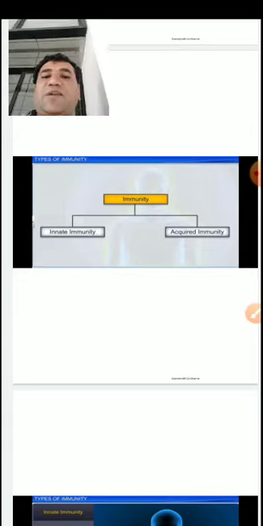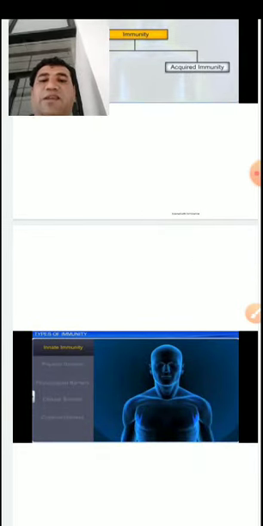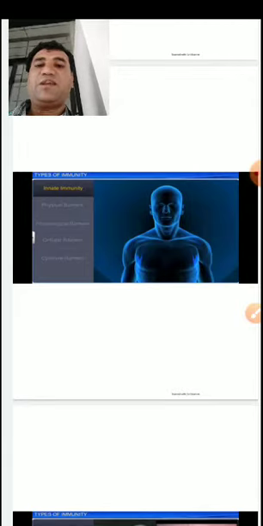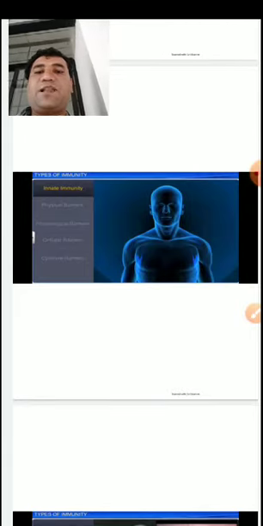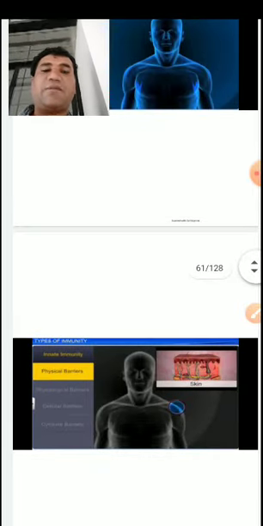There are two types of immunity. Immunity is the ability of the organism to sustain itself against diseases by producing antibodies. One is called innate immunity, one is called acquired immunity. Innate immunity is by birth, and acquired immunity develops during the course of time. Innate immunity can be of four types: physical barriers, physiological barriers, cellular barriers, and cytokine barriers.